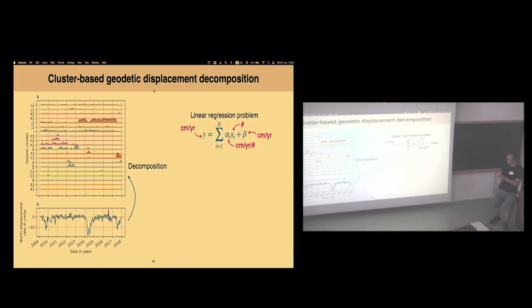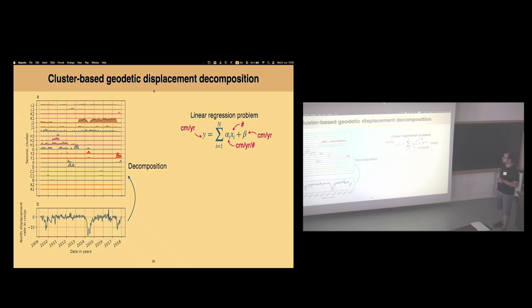Now we have our detection rate for each of the clusters, and also we have GPS data, and we want to see what the contribution of each of these clusters is in the displacement rate. So we want to decompose this GPS data onto the different seismic clusters that we have.